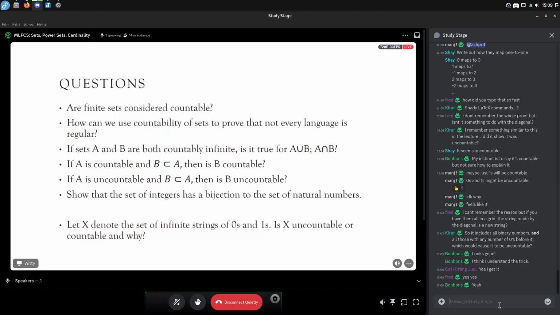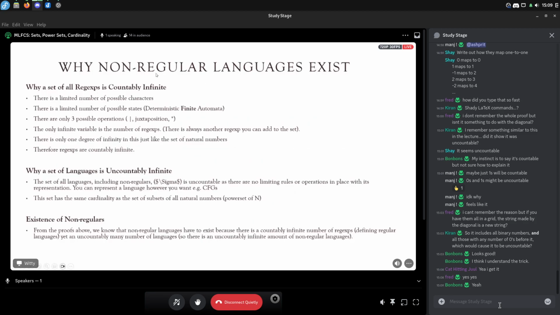Okay. So this is just going back to the questions that we were already on in the slide. Remember how I said the second question on there: how can we use countability of sets to prove that not every language is regular? With this, the answer I have put here is not the formal proof, because when I looked through the formal proof, it didn't make much sense because there was a lot of notation. So I have listed it out in plain English here.